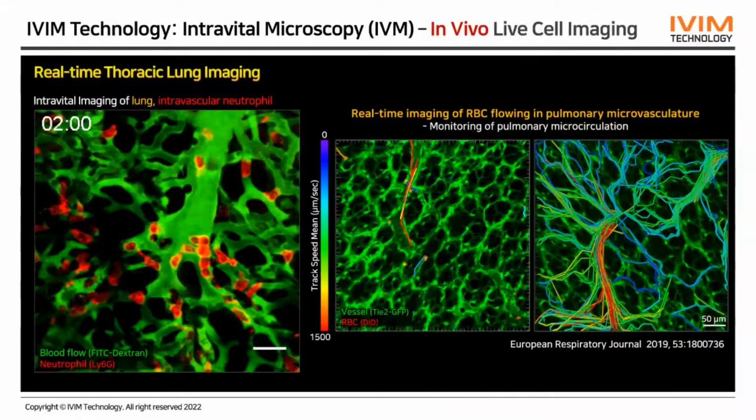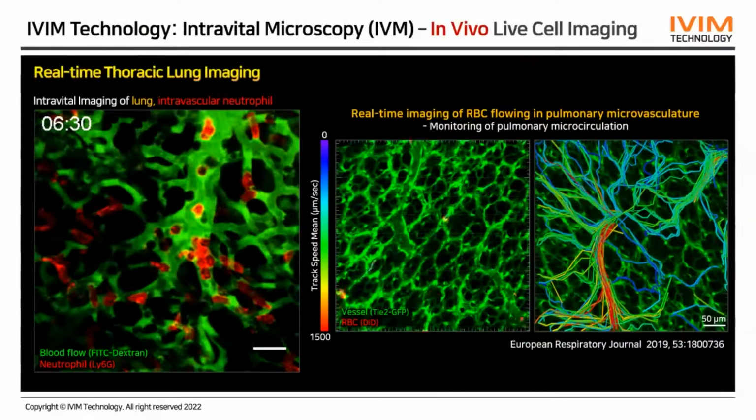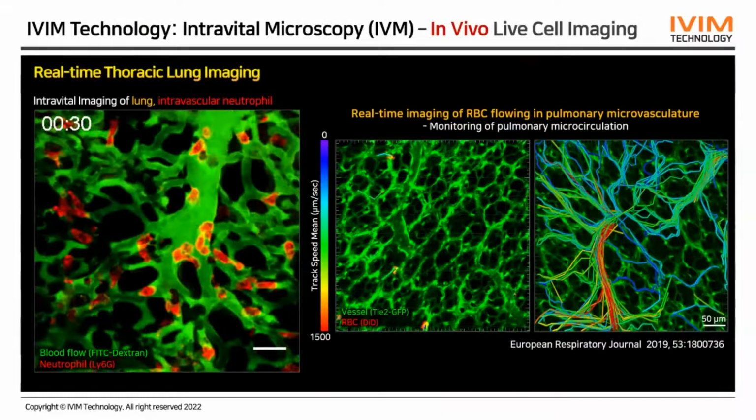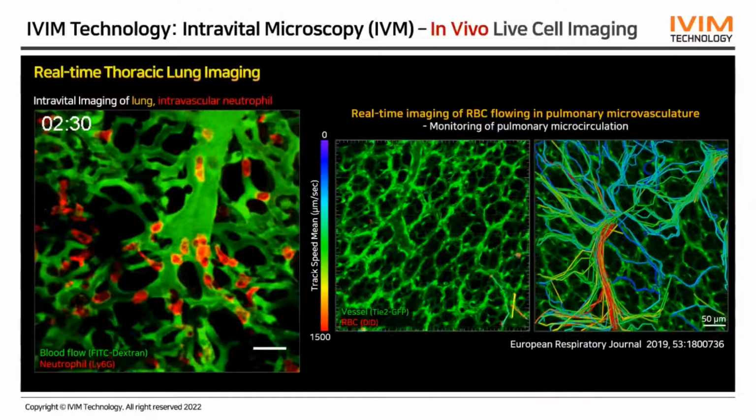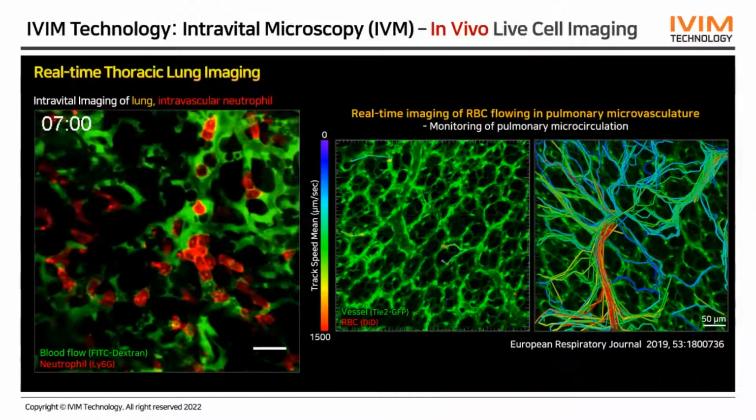Also, we can measure the blood flow in a real-time movie of RBC flow, and we analyze the differences in the vascular area-specific velocity in pulmonary microcirculation of the LPS-treated mouse model.